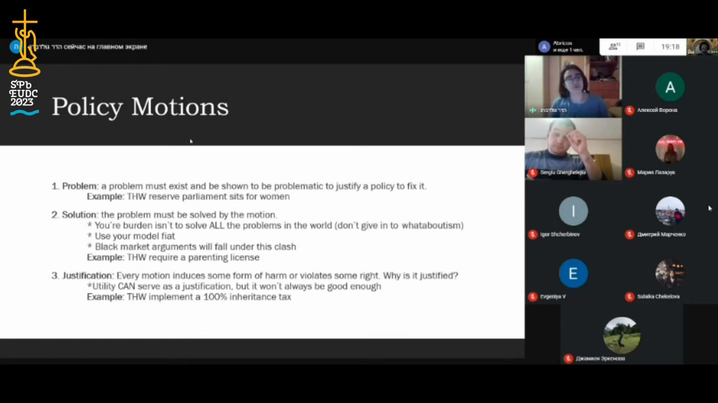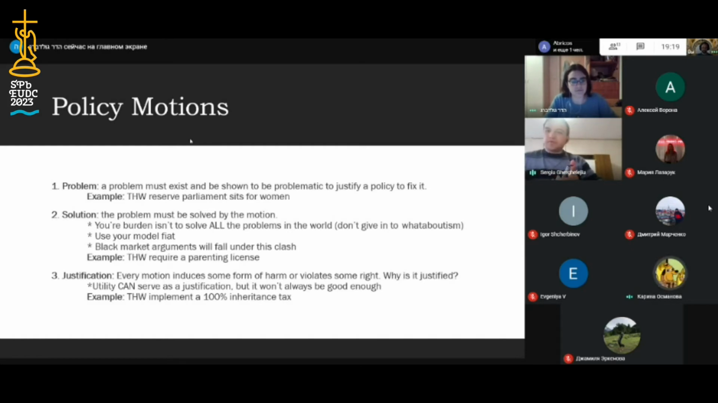As an example for practice, in the motion, this house would require a parenting license for one to be parents. Who wants to tell me what you think is the problem that we are aiming to solve and what we need to prove that the motion solves the problem? Well, I assume that the problem is that people are bad at parenting. Yeah, probably. What do we need to prove to show that the motion will solve it? What will opposition contest, probably?